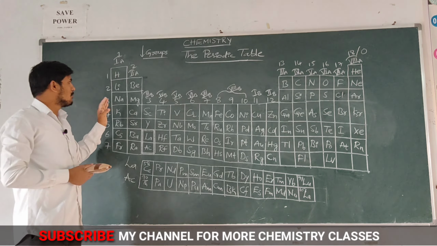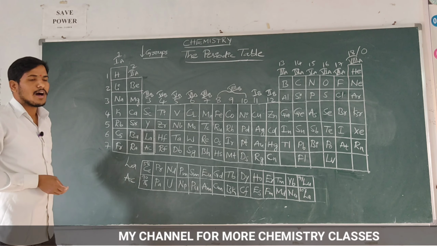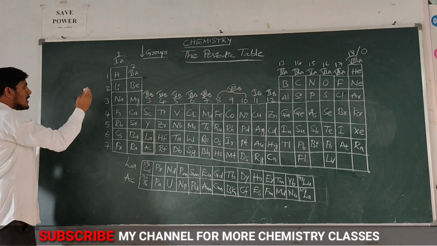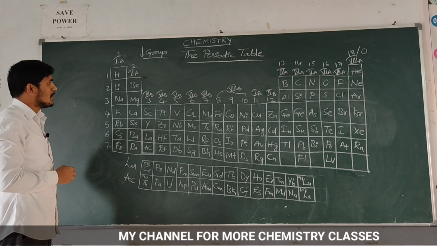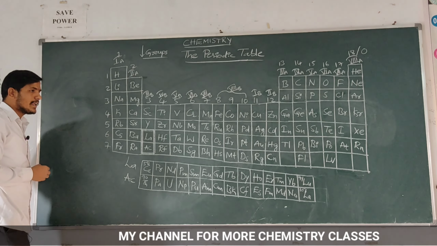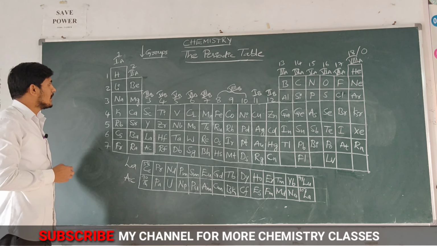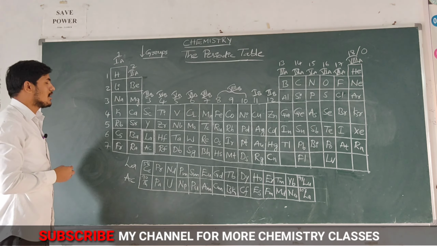First A group elements and second A group elements are called s block elements because, when we write their electronic configuration, the differentiating electron enters into the s orbital only.